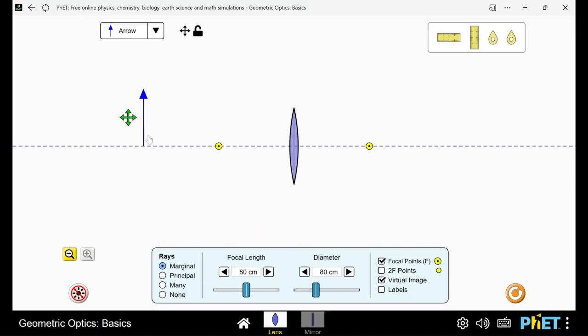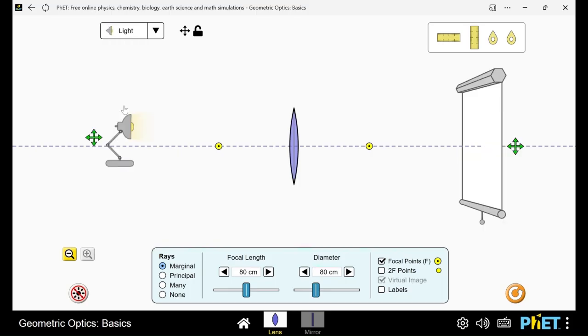We have already seen how the object should be put for us to locate the image. So now let's change this object to the light. This is our object. This is the optical axis. This is the principal focus. This is our convex lens. And this is the screen.